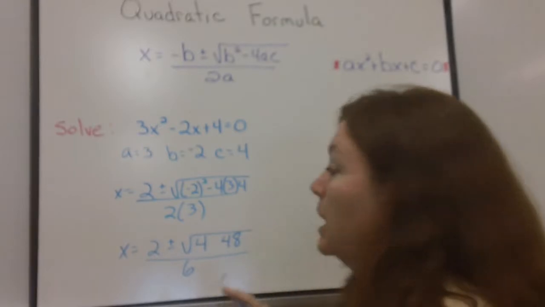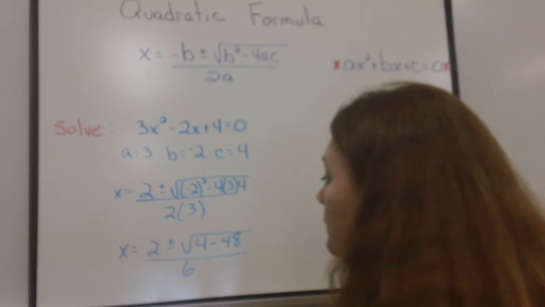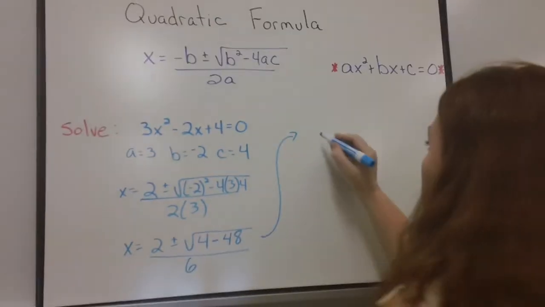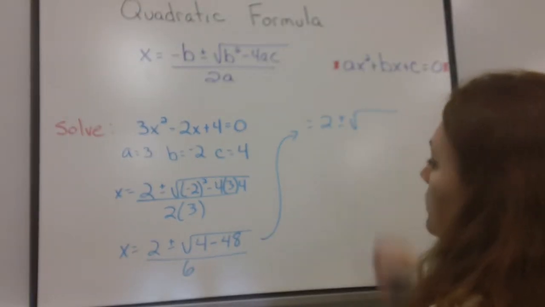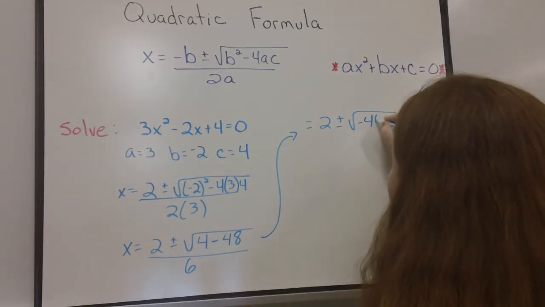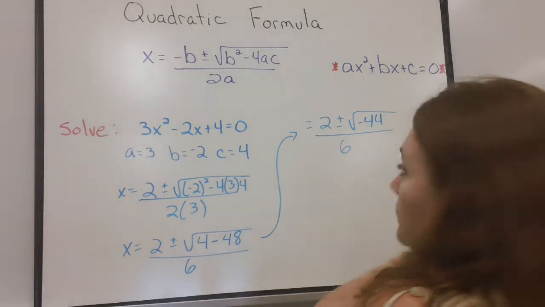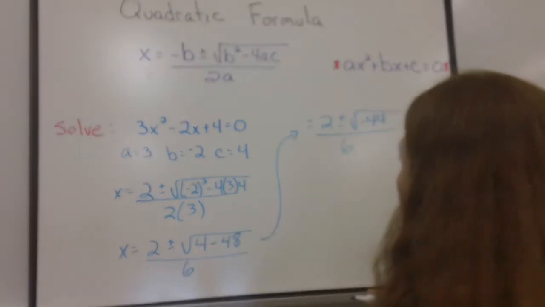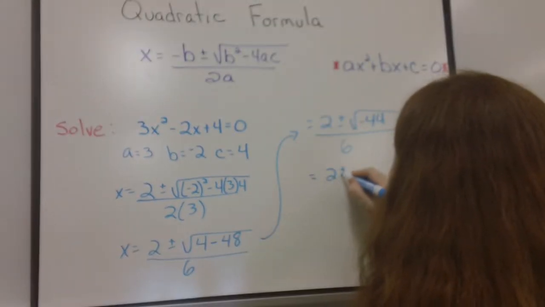Now figure out your sign. Positive times a positive times the negative is a negative. All right, I'm going to just bring this right up here. Okay, we have 2 plus or minus the square root of 4 minus 48 is a negative 44. All over 6. I think I just did that one in class today. Okay. Oh well. Okay. Normally you're done.